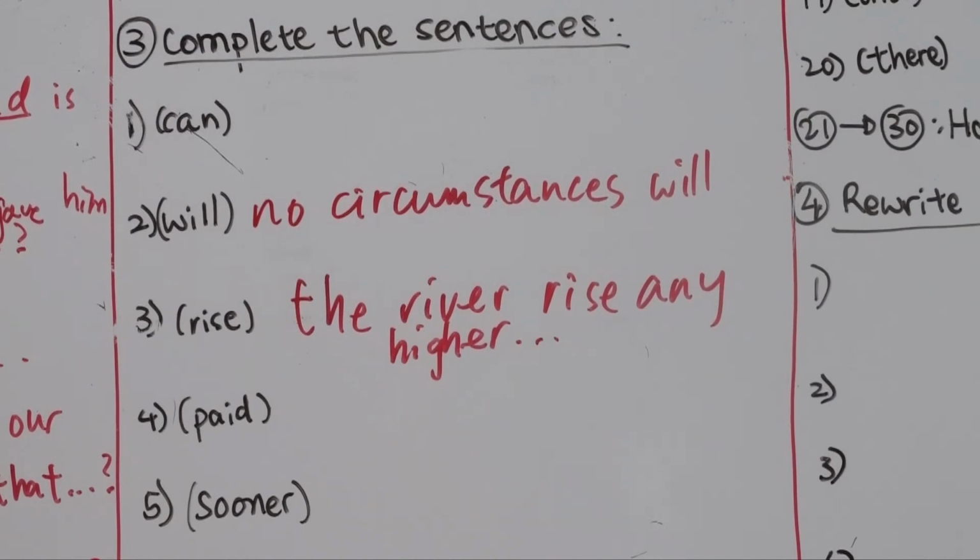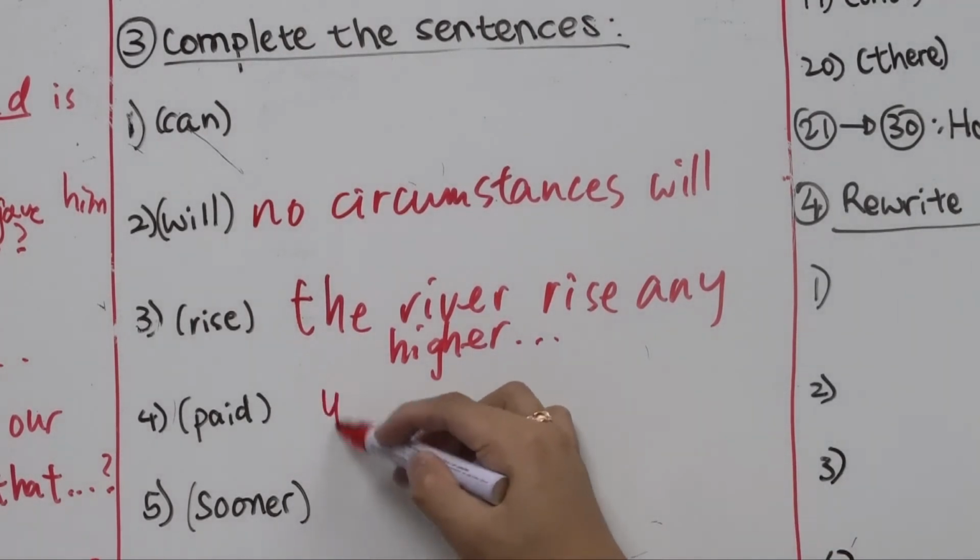All right, number 4, paid. If you paid on time, you wouldn't have been cut off. So had you, similar to this one. So had you paid on time.